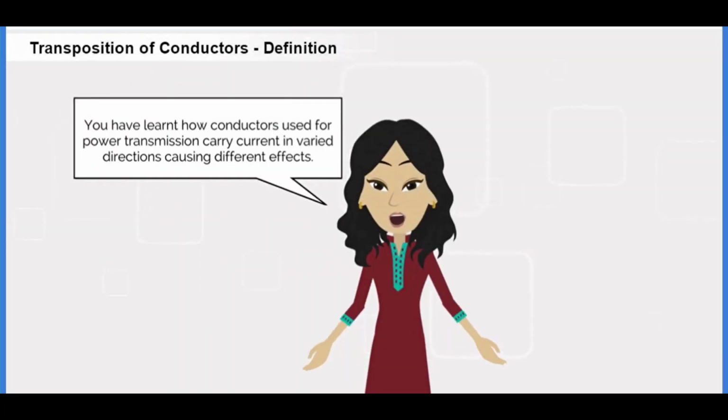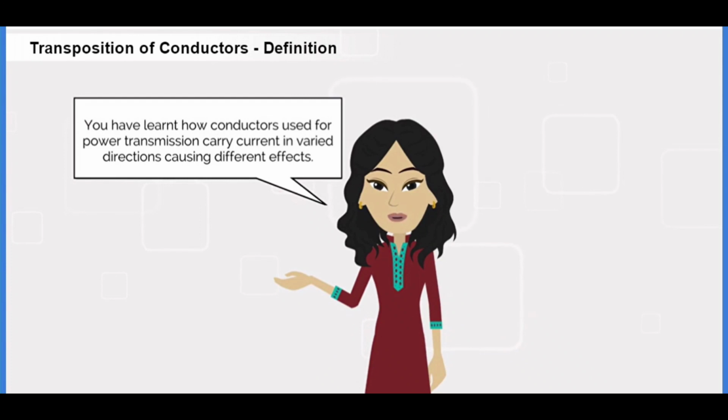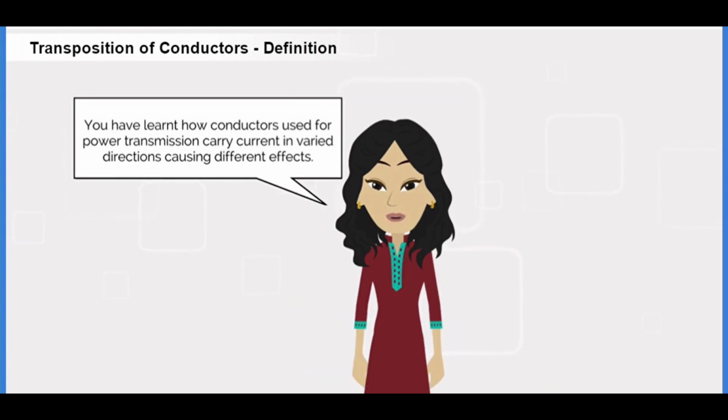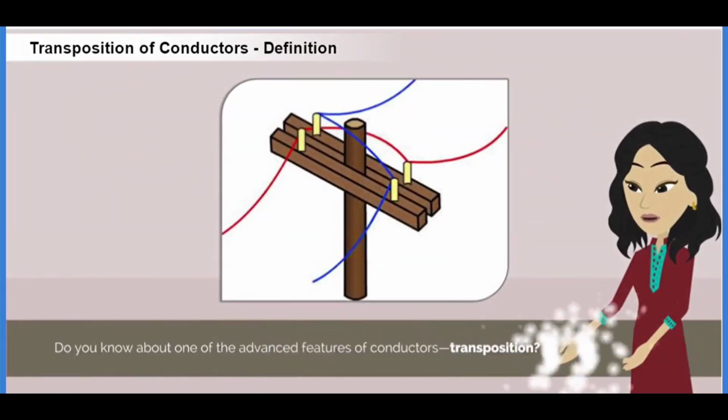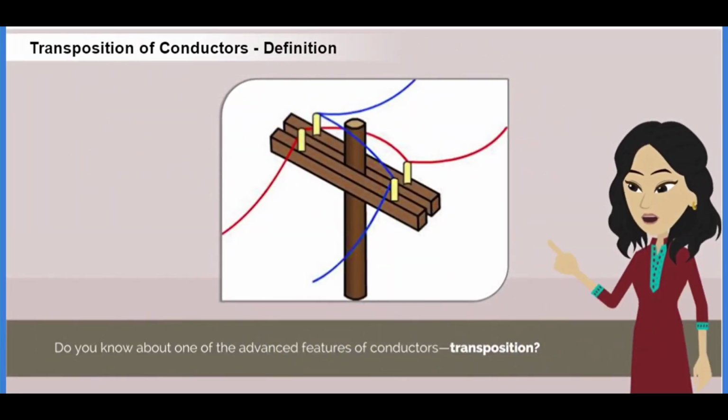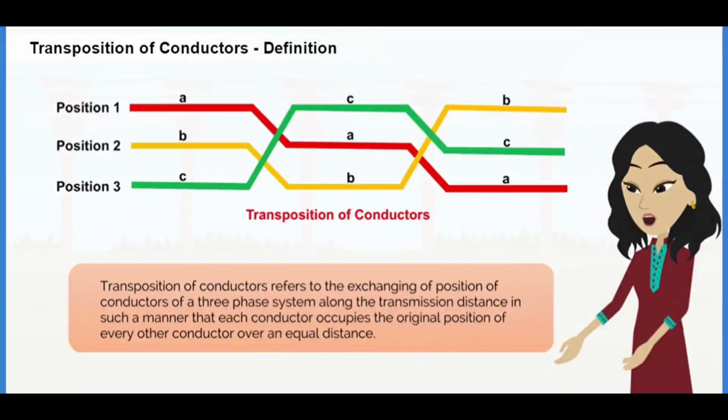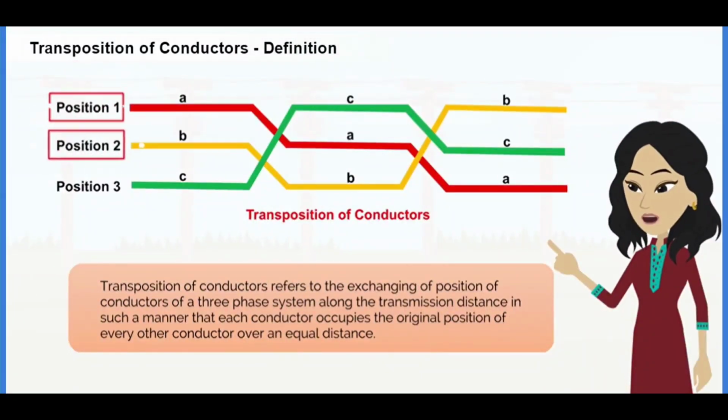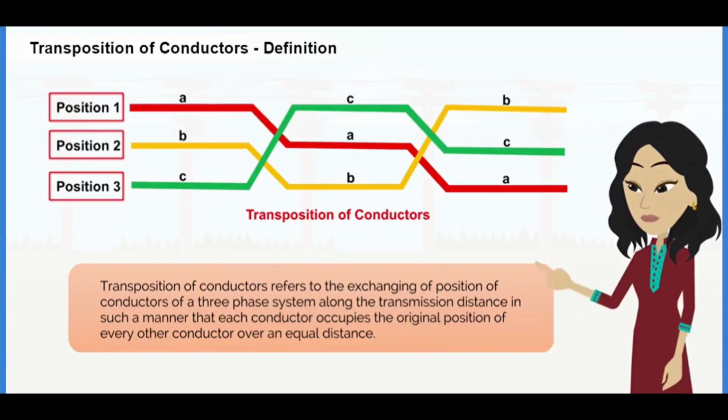You have learnt how conductors used for power transmission carry current in varied directions, causing different effects. Do you know about one of the advanced features of conductors, transposition? Transposition of conductors refers to the exchanging of position of conductors of a three-phase system along the transmission distance in such a manner that each conductor occupies the original position of every other conductor over an equal distance.